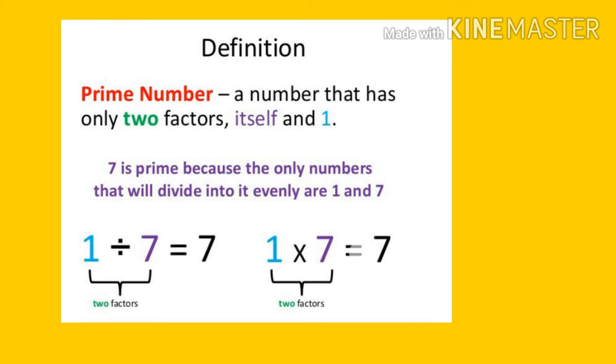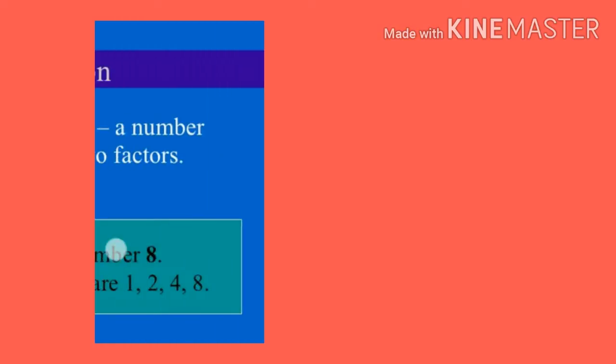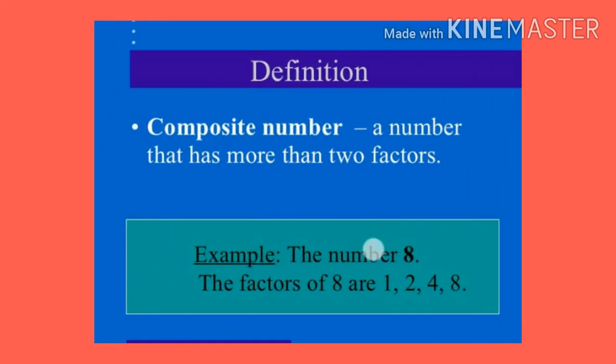The example is given 1 and 7. So 7 is only divisible by 1 and 7, so it is a prime number. The next is composite number.